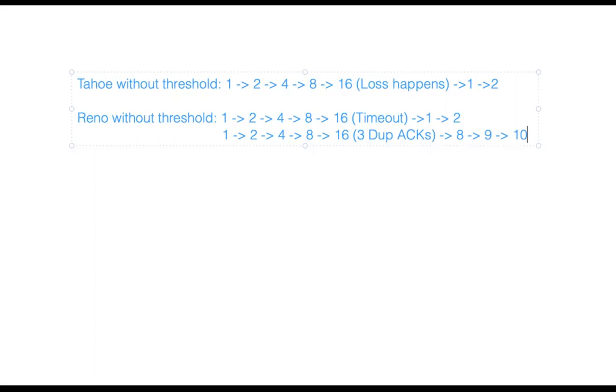But this is still not the end of our congestion control. We will set our threshold, then we will see what happens and what we will do with Reno or with Tahoe. Okay, so that's all for today's class.